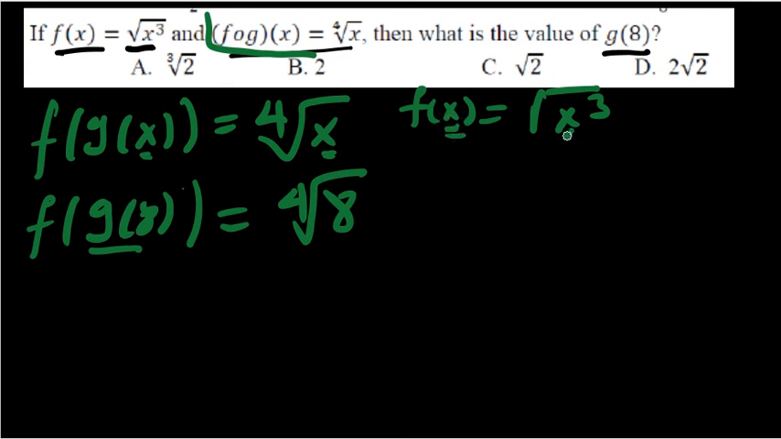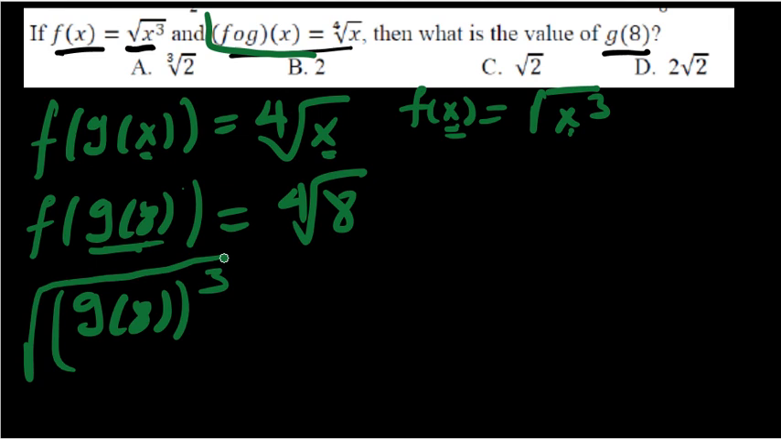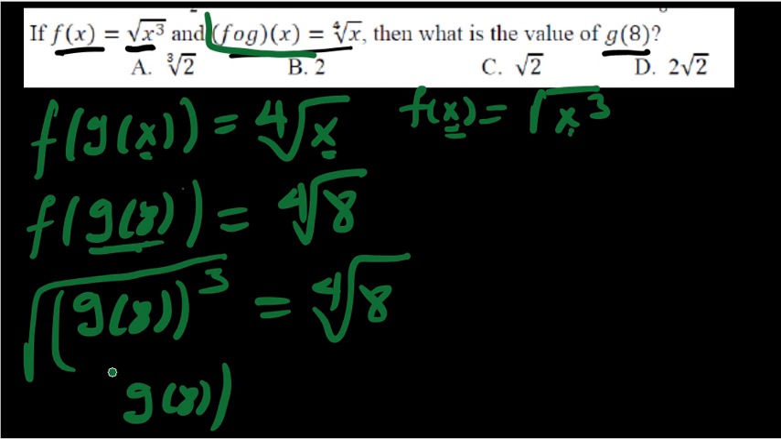So if this is y, it's going to be y. In the same manner, consider this one like y. Therefore, g of 8, the whole cube in the square root, is equal to the 4th root of 8. What does this mean? G of 8, the whole to the power of 3 over 2. Why? Because the index here is 2, so the index will be the denominator. The exponent remains as it is, equal to 8 to the power of 1 over 4.